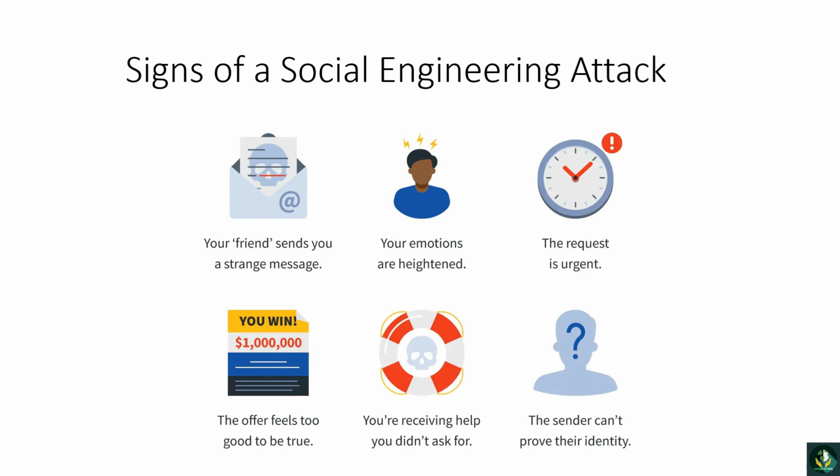The sender cannot prove their identity. If you raise any suspicion with a potential social engineer, they are unable to prove their identity. Perhaps they won't do a video call with you. For instance, chances are they are not to be trusted.